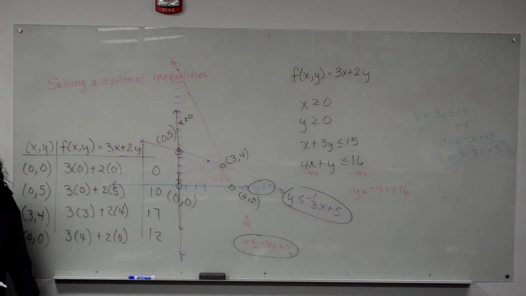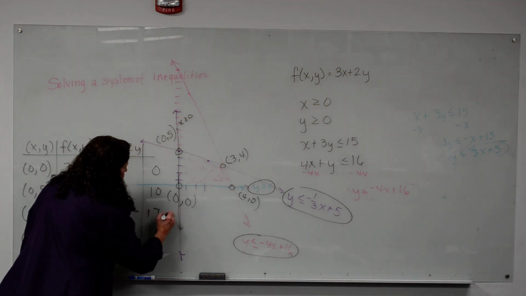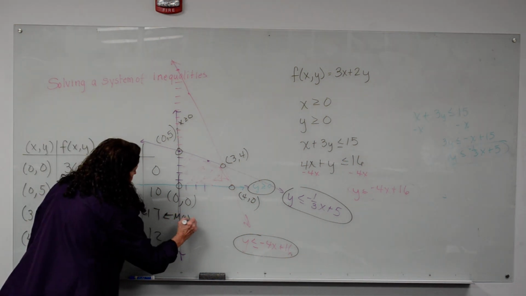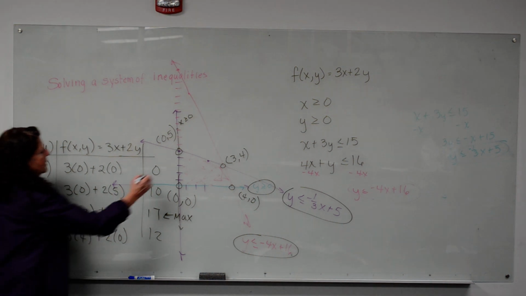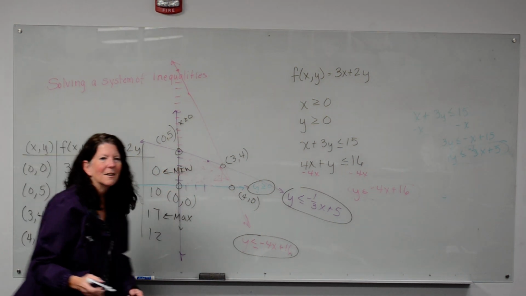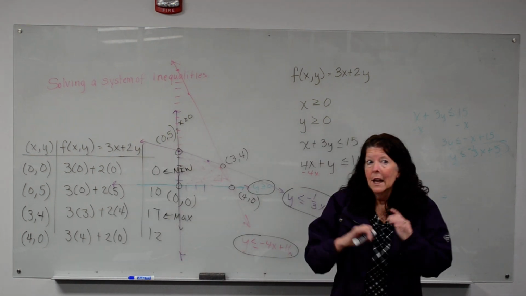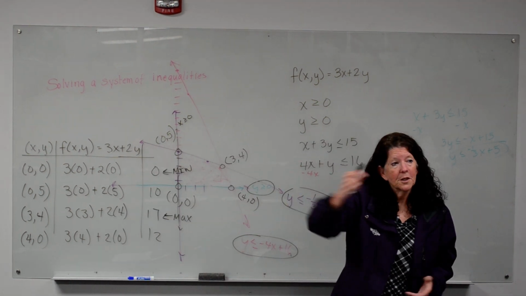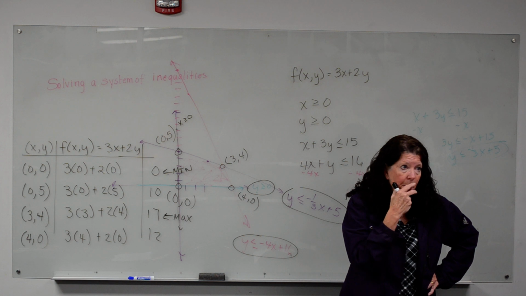What's my maximum point? 17. What's my minimum point? 0. Okay. All right. You get it. And then that brings you to what you just did on that quiz/homework.